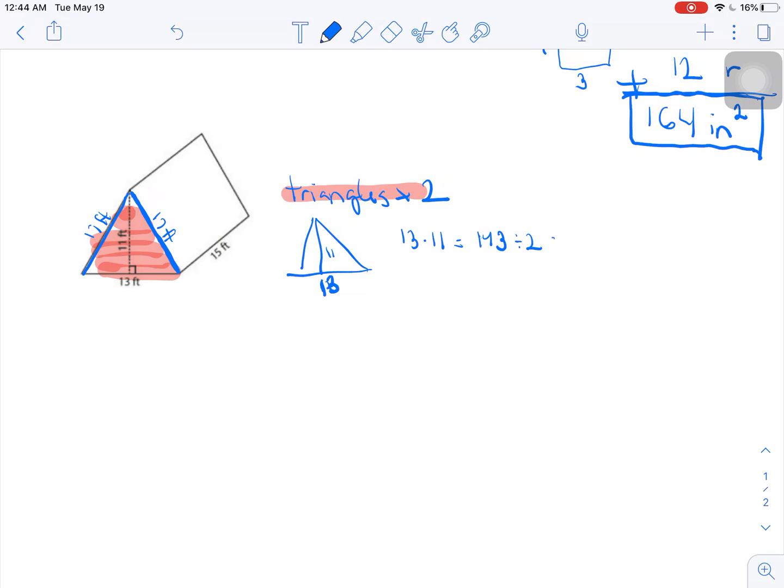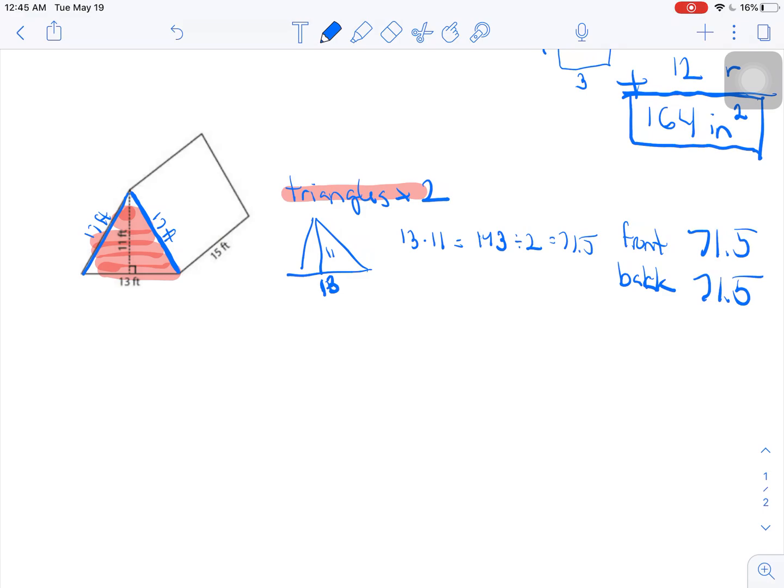So 13 times 11 is 143. But we have to divide that by 2. So each triangle is 71.5. But we have 2 of those triangles, right? So we've got kind of the front and the back. So we've got 2 of those triangles. They're both going to be 71.5 square feet.